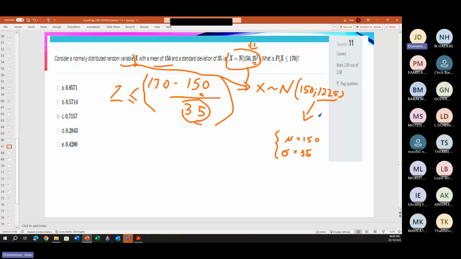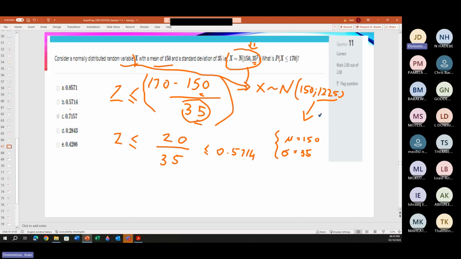Okay, so again, I think I mentioned it last time, so this is how they could have just asked the question. And when they say the probability that X is smaller than 170, so let's look. X smaller or equal to 170 minus that. So that is 20. 20 divided by 35. Okay. So that is 0.5714.